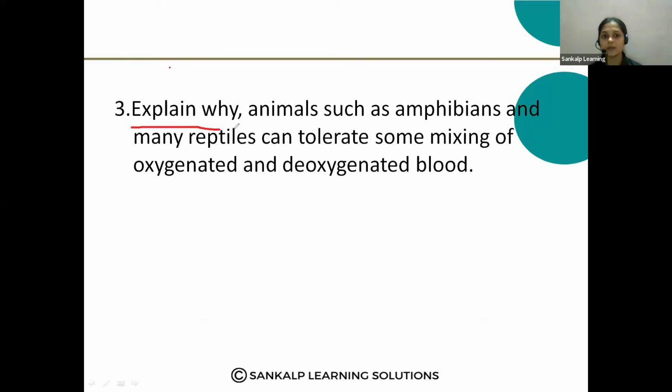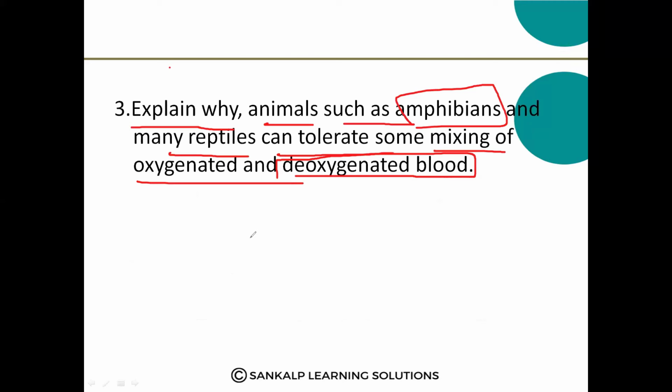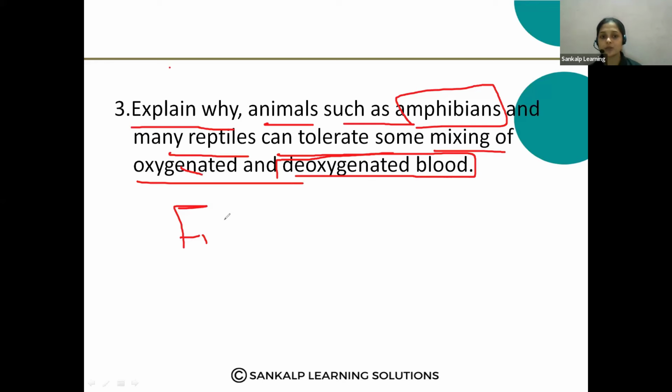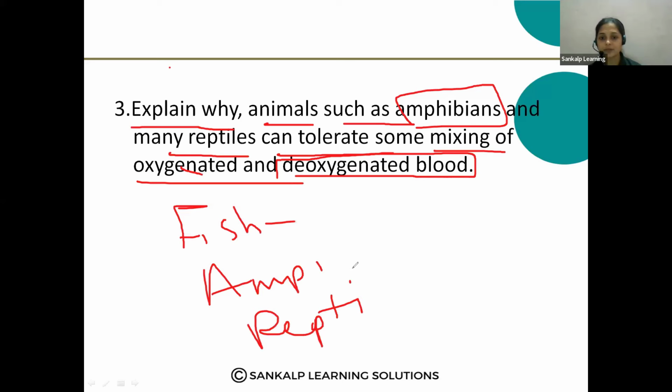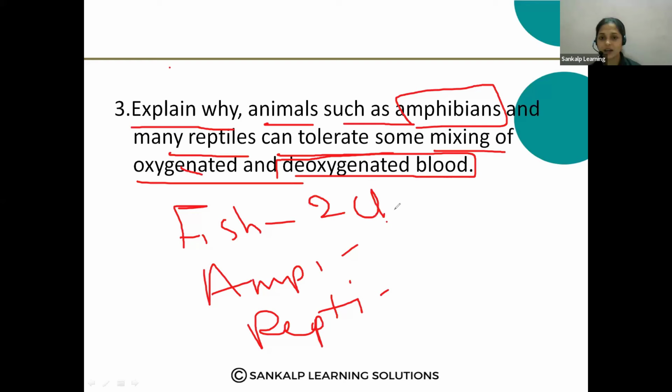So here explain why animals such as amphibians, many reptiles can tolerate some mixing of oxygenated and deoxygenated blood. So in the amphibians, how many chambers are there in the heart? Anybody? Two chambers. No. In fishes, there are two chambers. Fishes have the two chamber heart, but amphibians and reptiles, they have how many chambers? 4 chambers? Only mammals and birds have the 4 chamber heart. No, wrong.